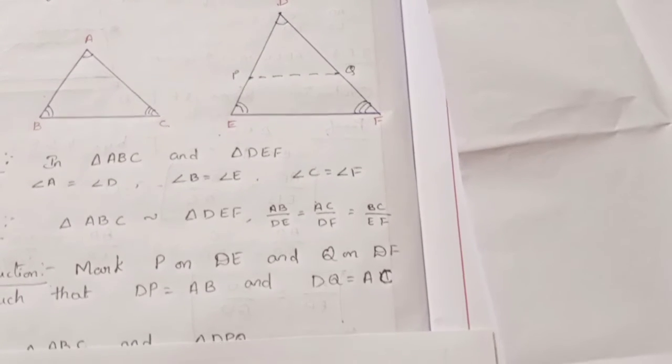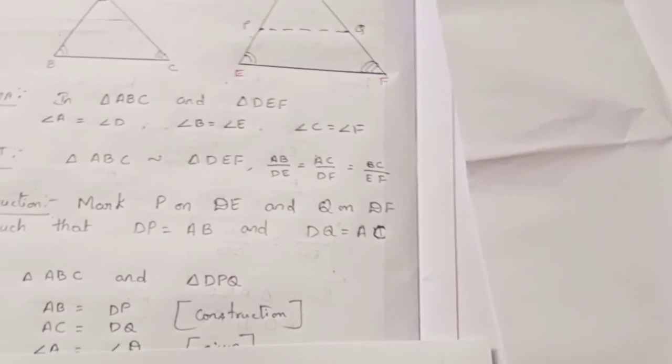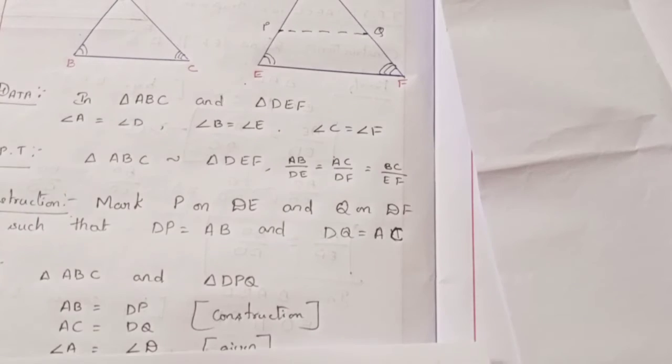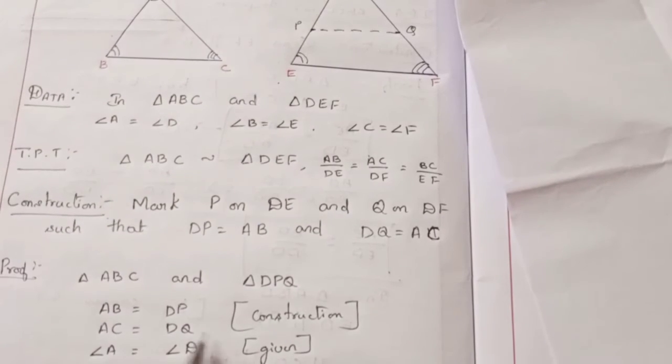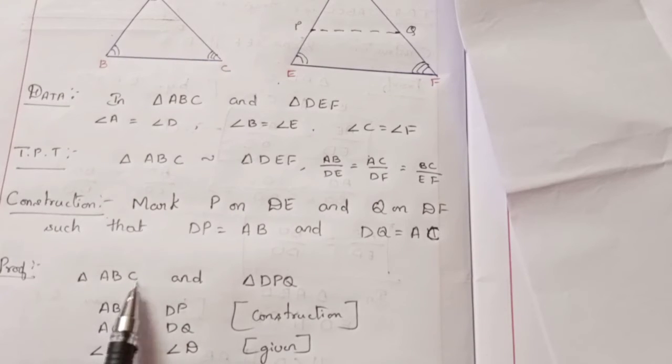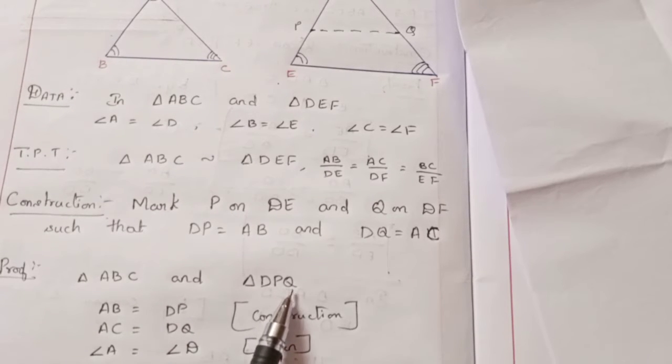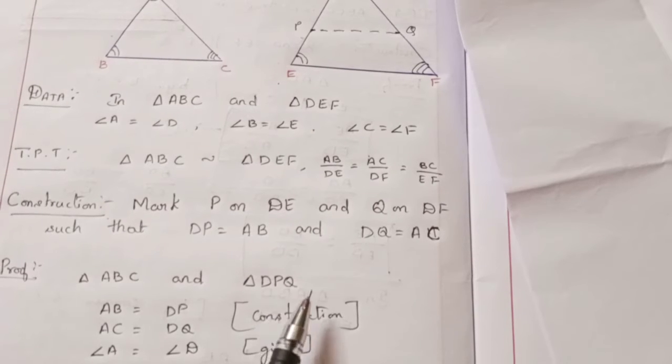So after doing the construction, we will start with the proof. So the first step is that we are going to prove with respect to the two triangles, triangle ABC and triangle DPQ. Why are we taking triangle ABC and DPQ? Because we need to prove that these two triangles are congruent to one another. What is the meaning of congruent? If the corresponding angles are equal and the corresponding sides are equal, that's not the corresponding sides ratio, it is corresponding sides are equal, then only we can call those two triangles congruent triangles.